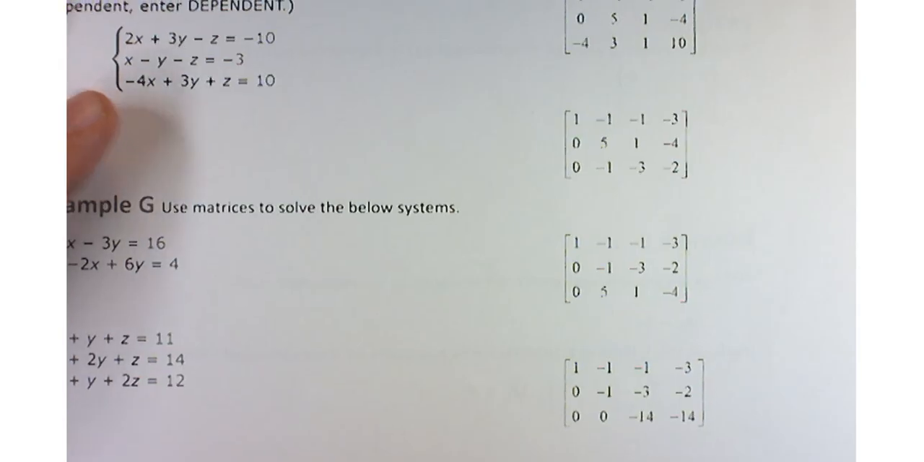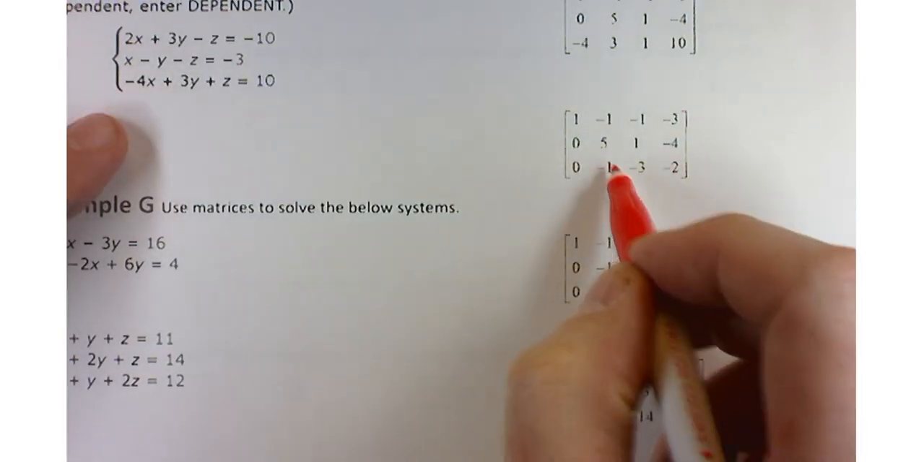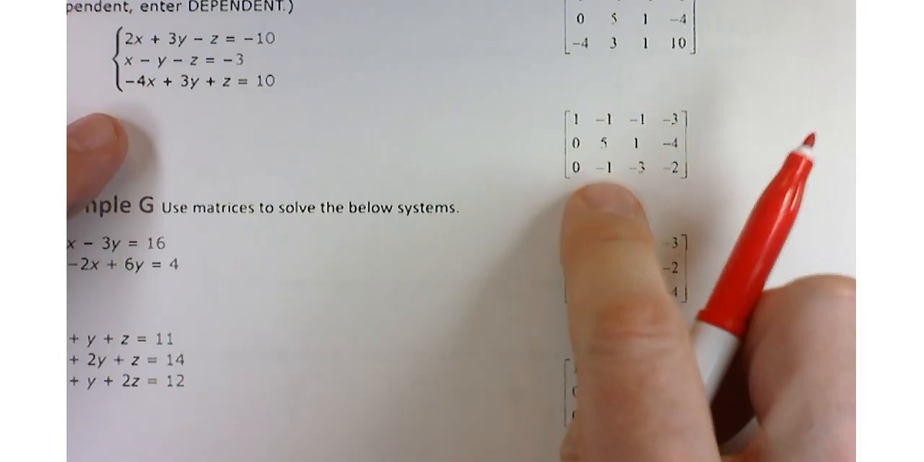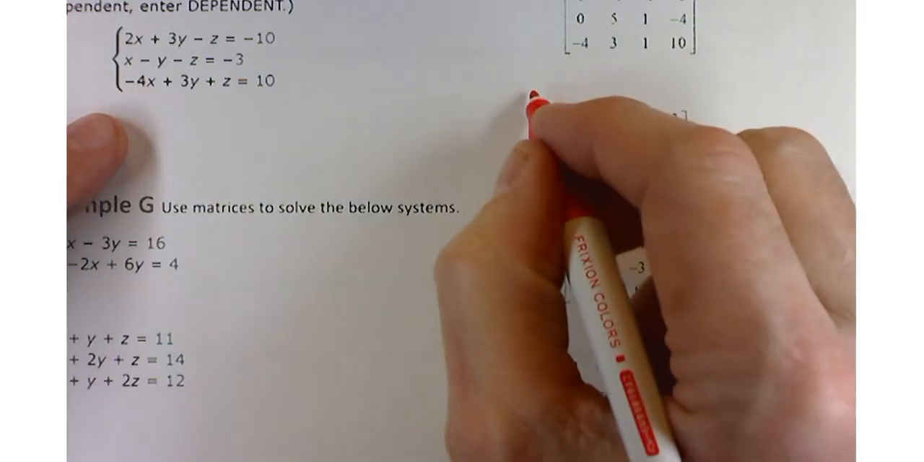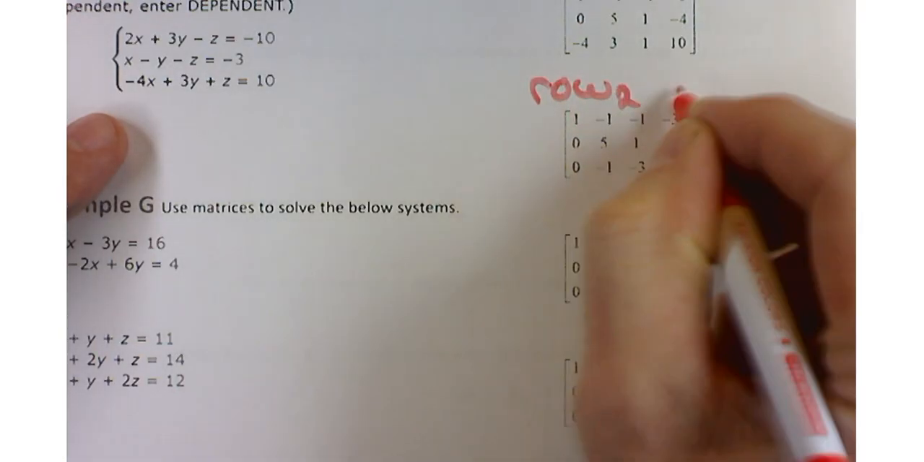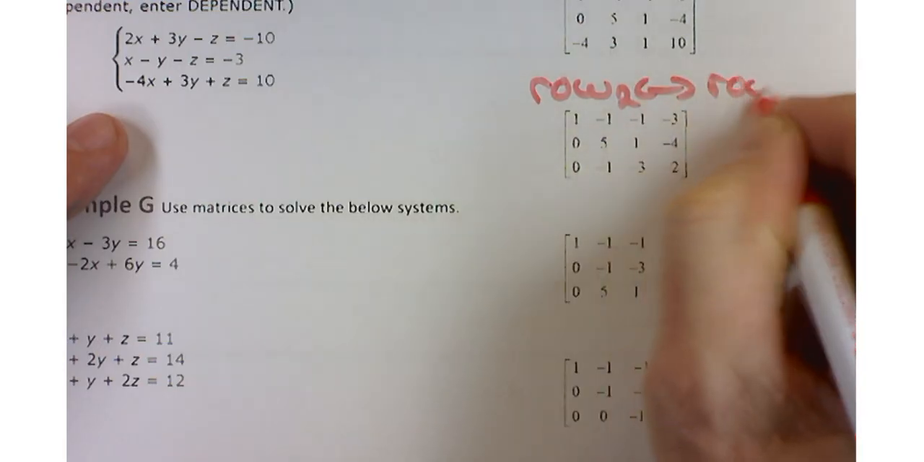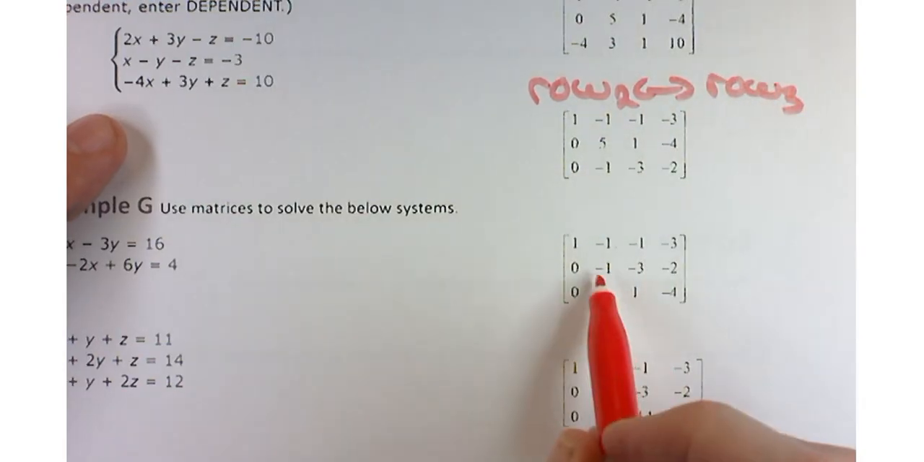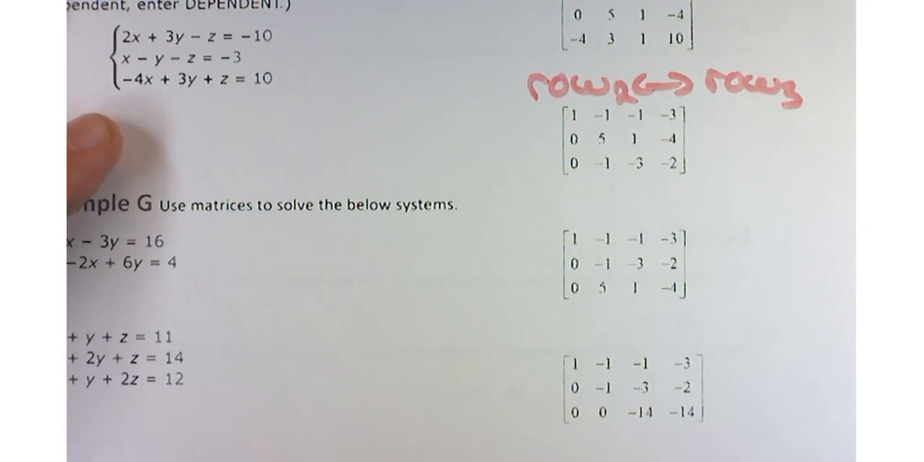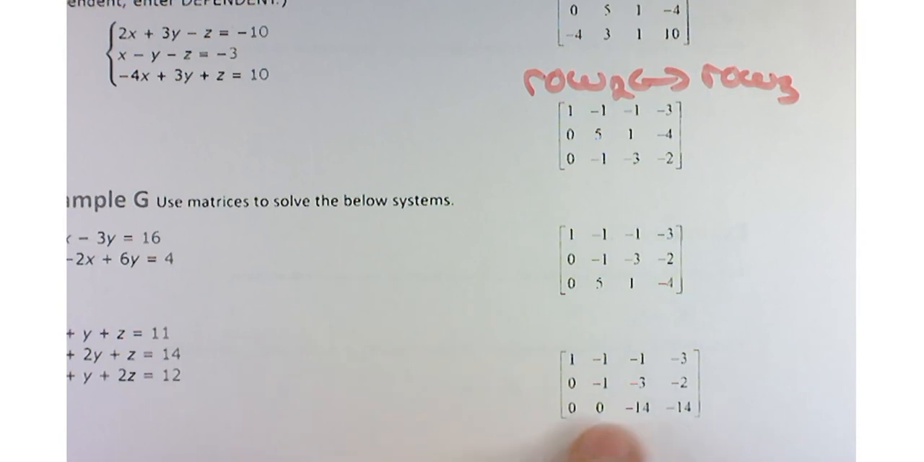So what I can do is swap these two, because notice I've got a -1 right there. So let's do a row swap, row 2 for row 3. That's going to put a -1 here and make my life a little bit easier as I get rid of that last number in row 3. I want to make that one a 0.